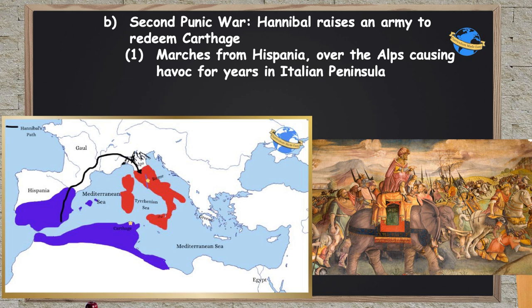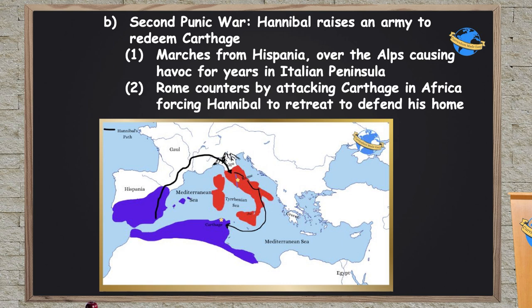Well, he gets into the Italian peninsula around 218 BCE and spends the next 15 years just rampaging across the Italian peninsula, destroying pretty much every Roman army he comes across, but is unable to take or get into the city of Rome itself, and he's basically a 15-year-long nuisance for Rome and its allies.